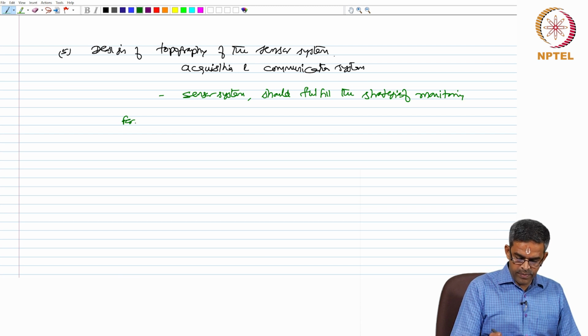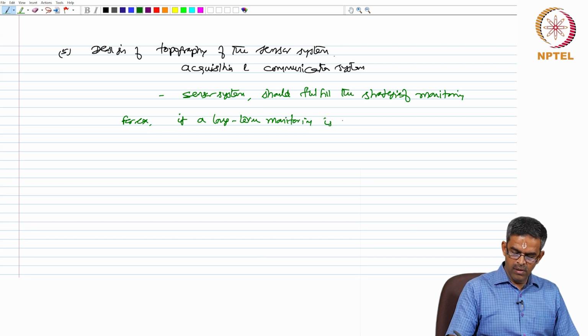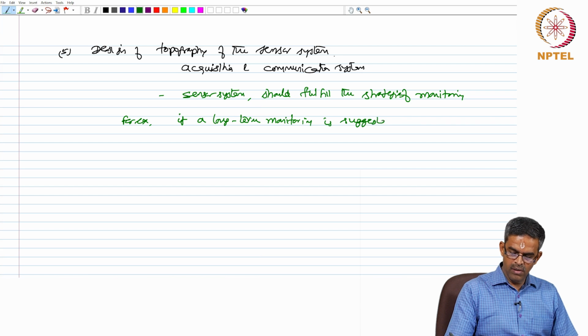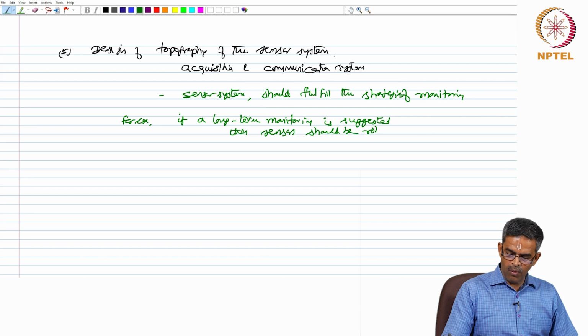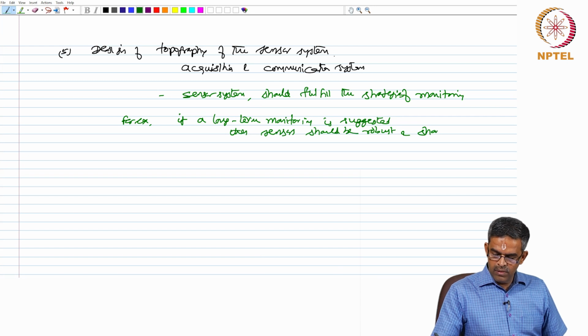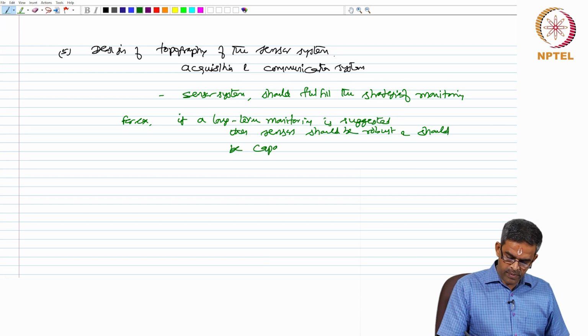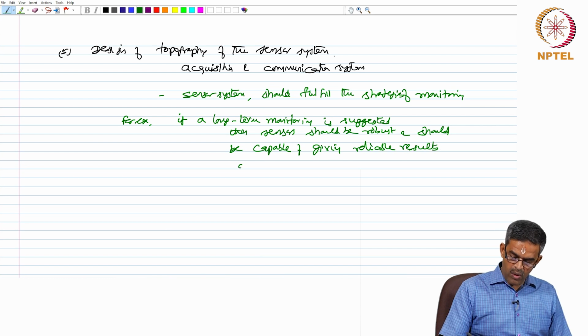For example, if a long term monitoring is suggested, then sensors should be robust and should be capable of giving reliable results over a long period of time.